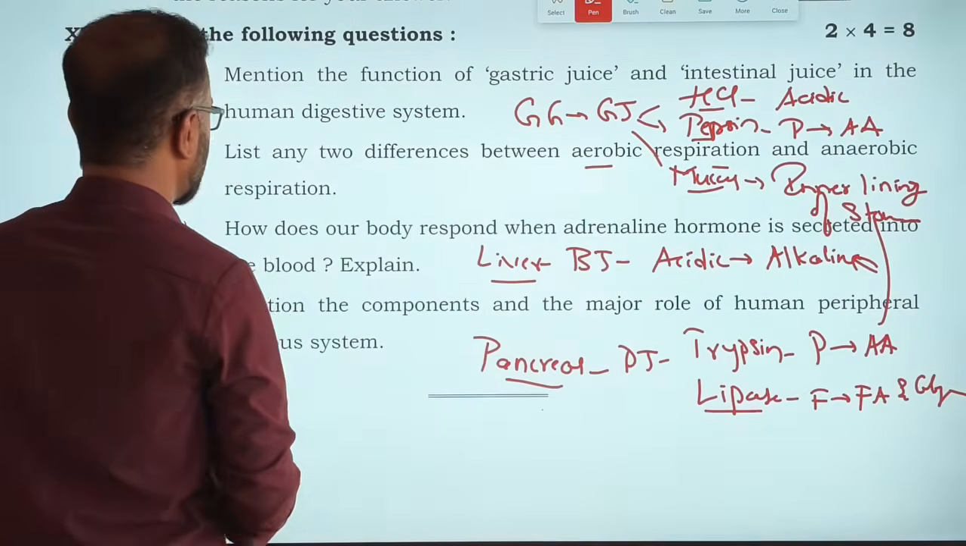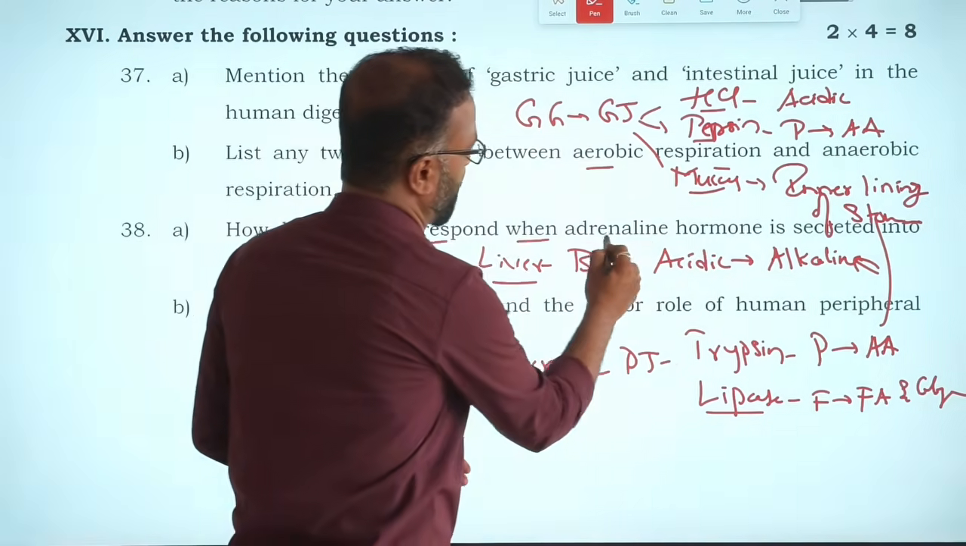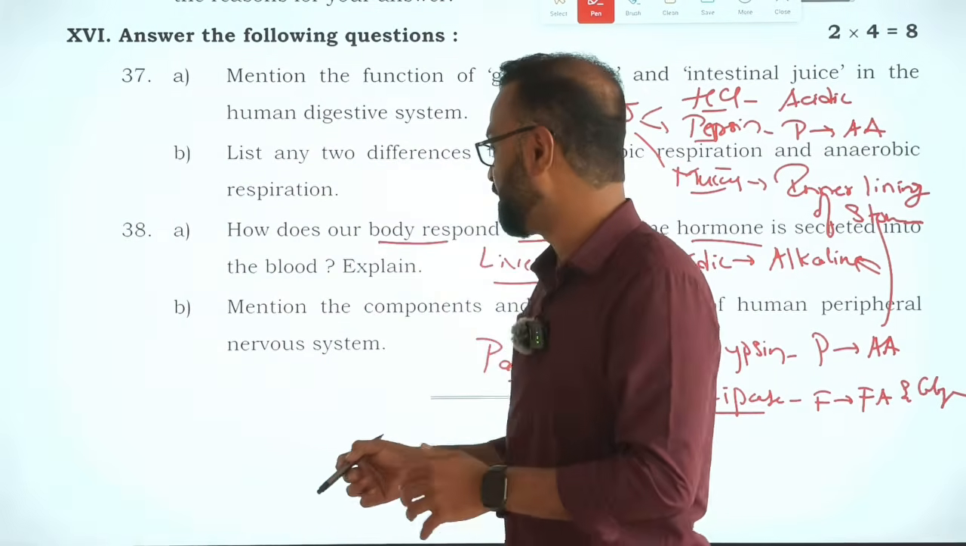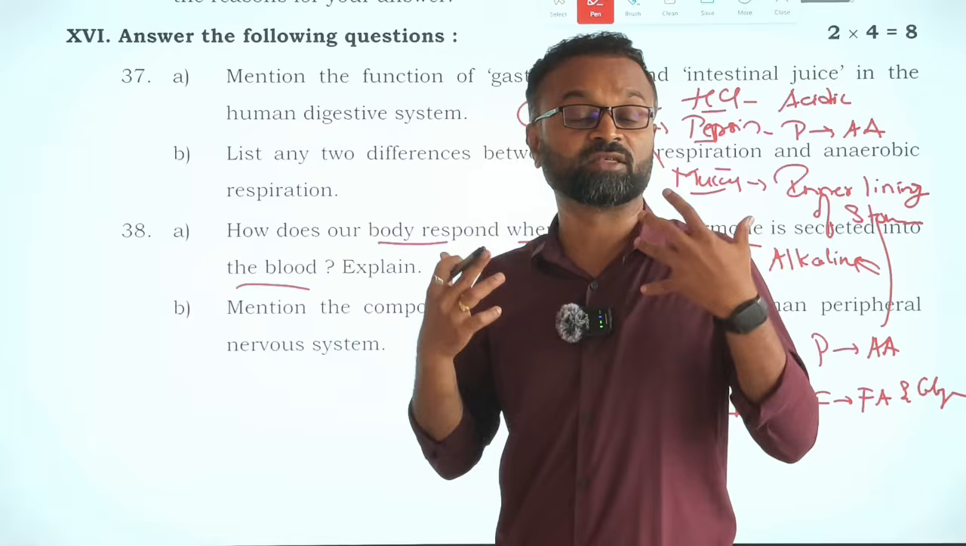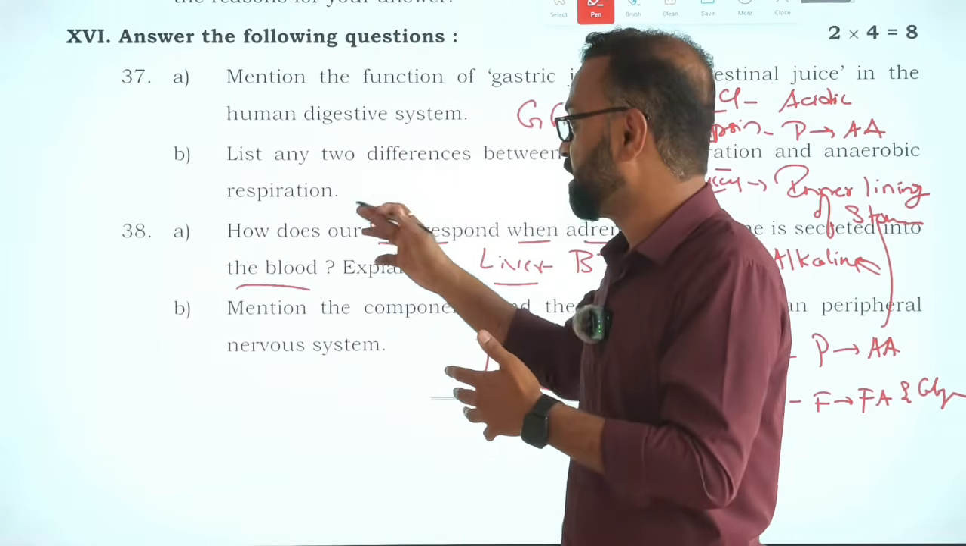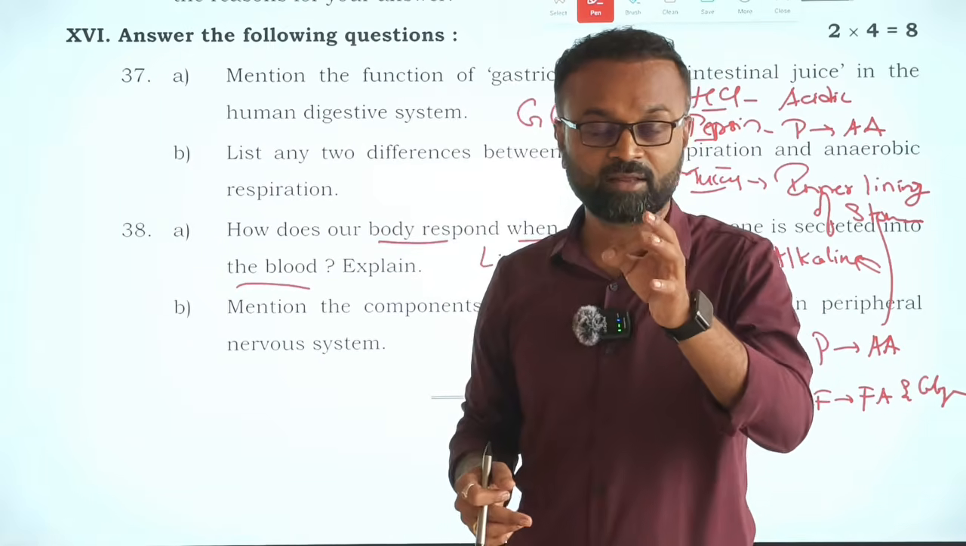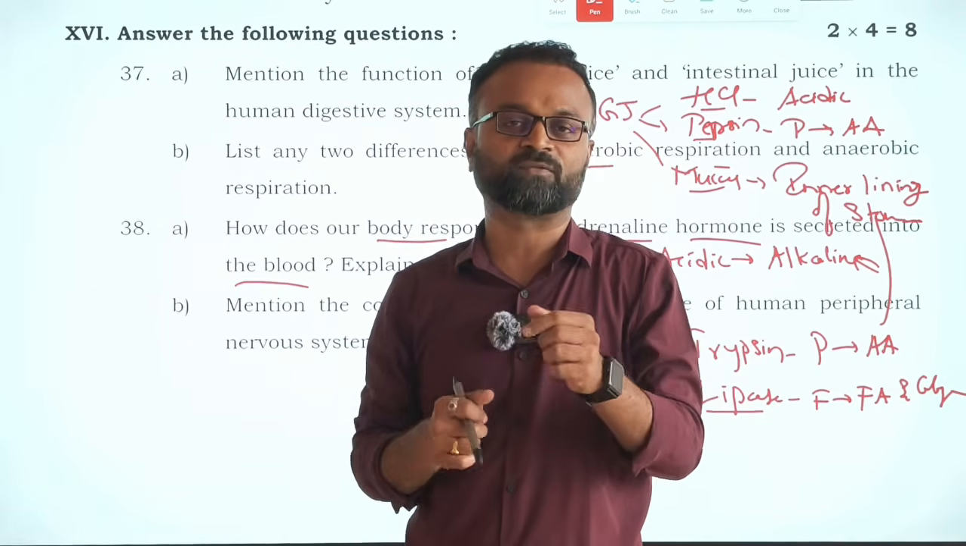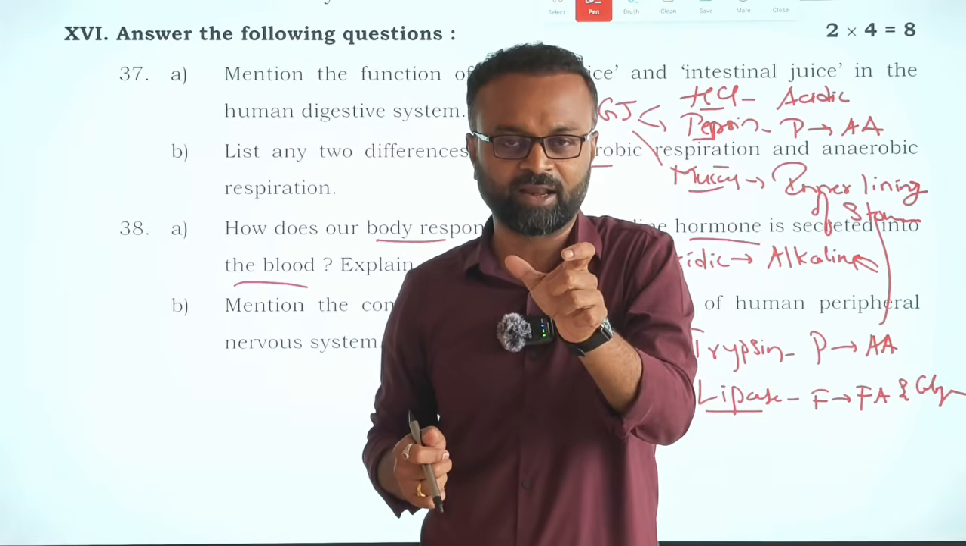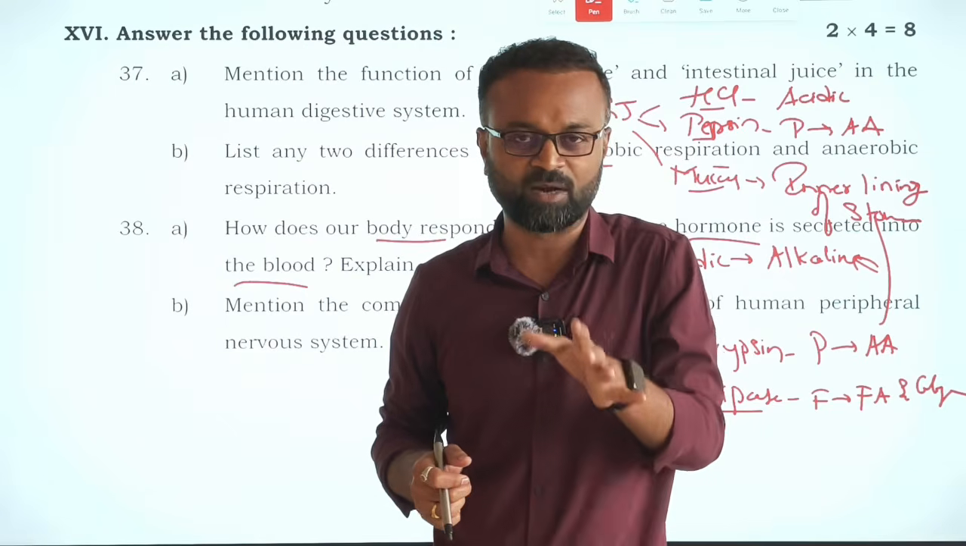Very simple. Now see here, how does our body respond when adrenaline hormone is secreted in the blood? What all changes will happen? You need to explain. Okay, A and B, 2 marks it will carry. Now adrenaline, during the emergency situation, either we need to fight or flight. That's the reason adrenaline hormone is called the fight or flight hormone.